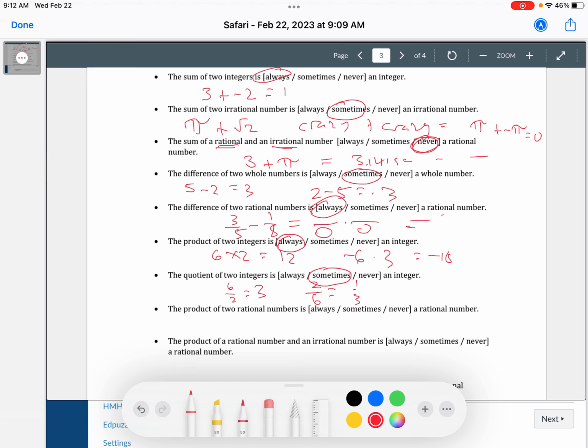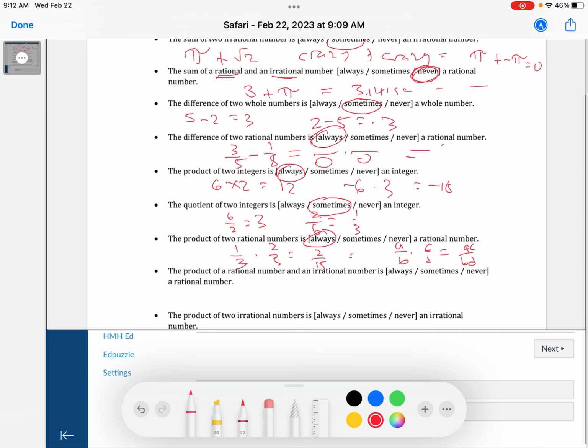Product of two rational numbers. Think about this one. You're multiplying fractions. Yeah, we're going to go with always, because if I have like 1/3 times 2/5, it's going to be 2/15. More generally, if I have A over B times C over D, I'm going to have AC over BD, which is a rational, right? It's going to be a fraction. Multiplying fractions, you get fractions.